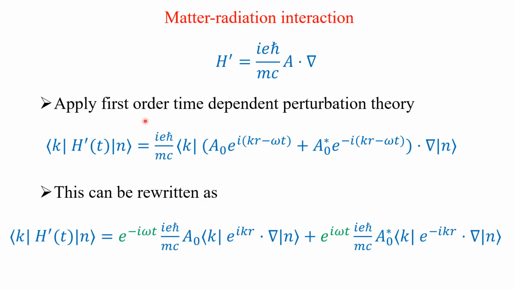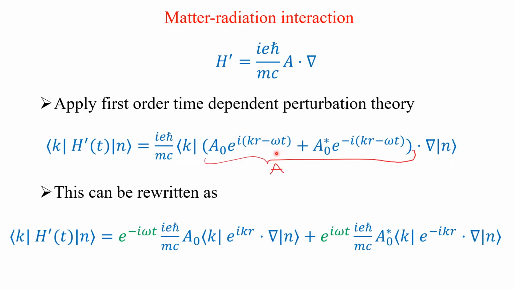To apply the first order time dependent perturbation theory, you take the inner product with H prime. That is, bra k H prime ket n, which is equal to i ħ e over mc, because I am writing this left hand side, I am taking this, and on the right hand side I have this one, A dot del. So this A is replaced by this one, that is A naught e power i(k·r minus omega t) plus A naught star e power minus i(k·r minus omega t). So I am replacing it.